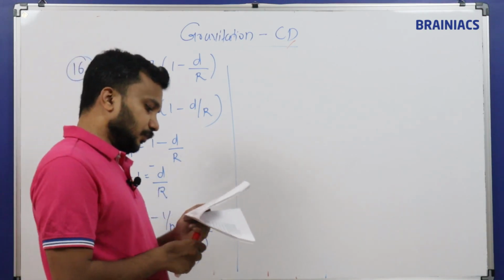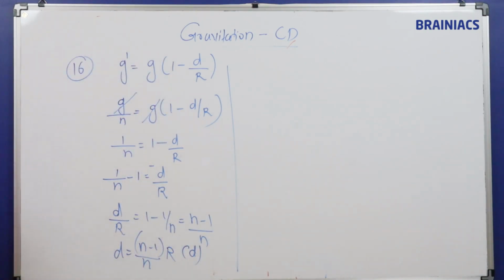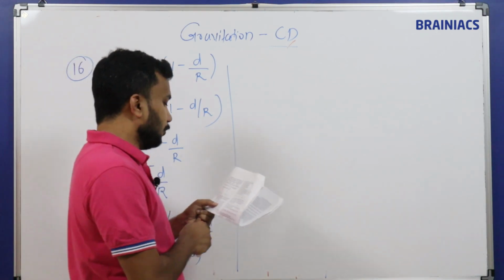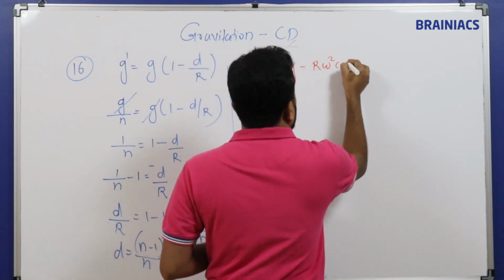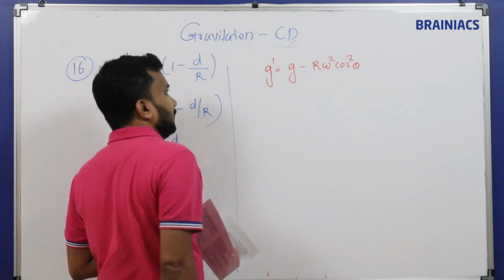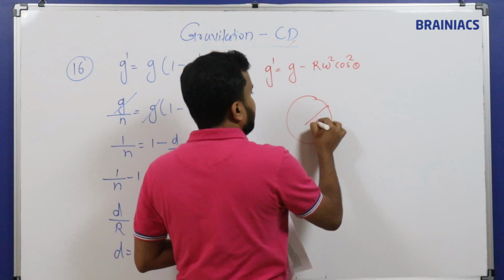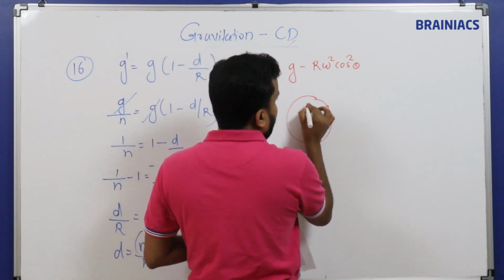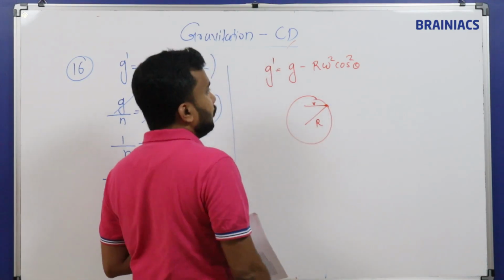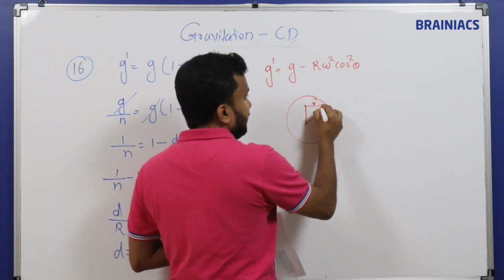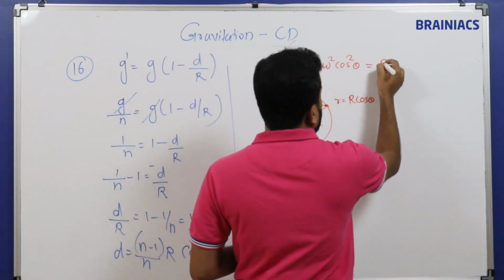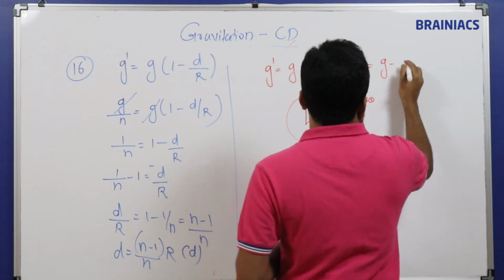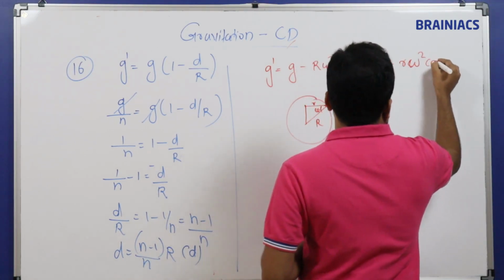What is the angular velocity with which the earth has to rotate so that the acceleration due to gravity at 60 degree latitude becomes equal to 0? The acceleration due to gravity with the rotation of earth is g minus R omega square cos square theta. You have to remember capital R and small r. Capital R is the radius of the earth, and if you take any arbitrary point, its distance is small r. So small r will be equal to capital R cos theta. If you write this equation in terms of small r, g minus small r omega square cos theta will come.